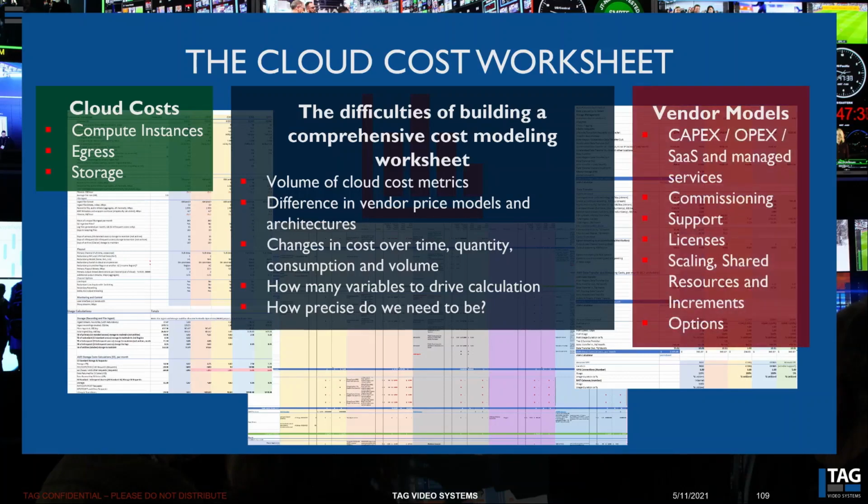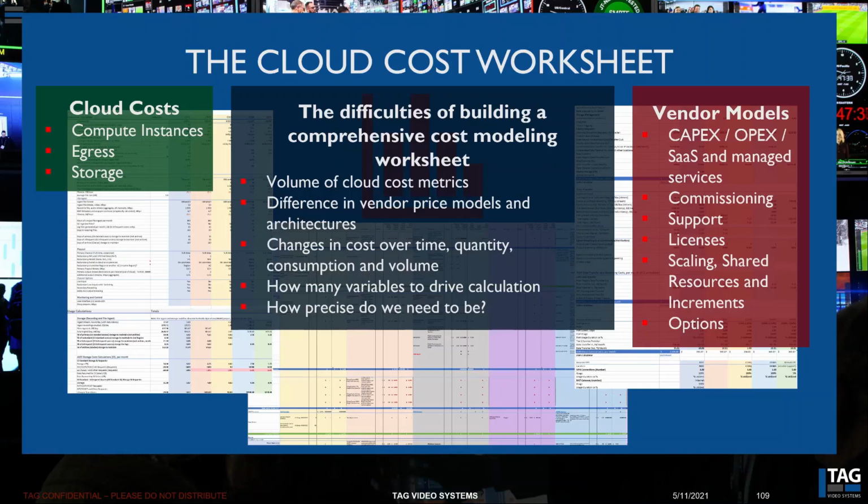So on the vendor side, we've seen CapEx models, we've seen OpEx models. With subscriptions, we've seen software as a service models that include the underlying services in the cloud and fully managed services. And so being able to correlate all of those and compare them from one vendor to another is very complicated because they don't exactly use the same work models.